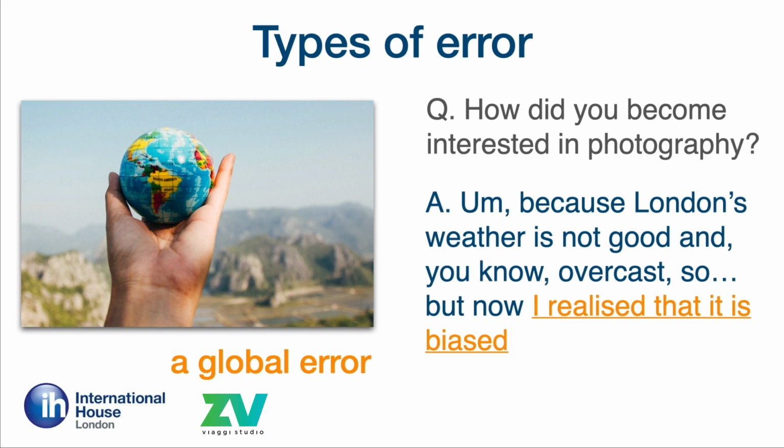Here, we do not understand what the learner has intended to convey. This is known as a global error. So global errors have a much more serious effect on understanding, and local errors don't, but we do notice them.